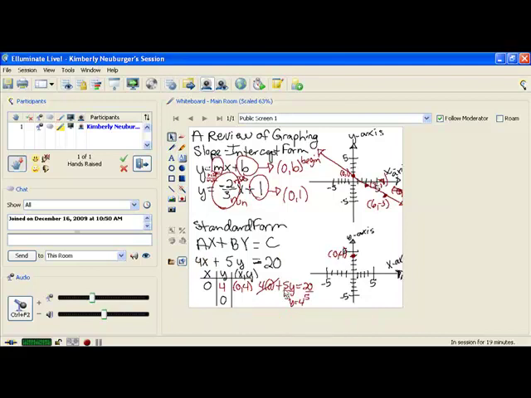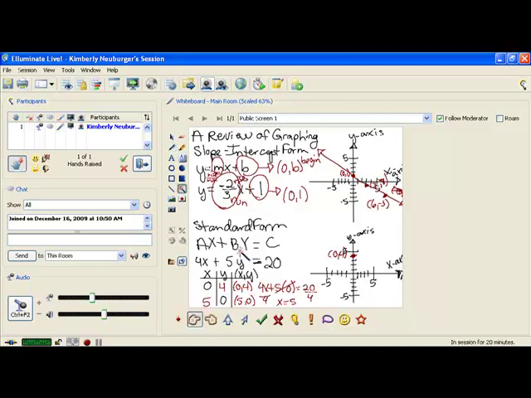Now, let's go ahead and find our x-intercept by plugging in our 0 for our y. We're going to replace this with 0, so we have 4x plus 5 times 0 equals 20. Again, 5 times 0 just cancels and disappears, and what's left is 4x equals 20. So we can divide both sides by 4, and x is 5. So we can fill a 5 in right here, and that gives us the point (5, 0).